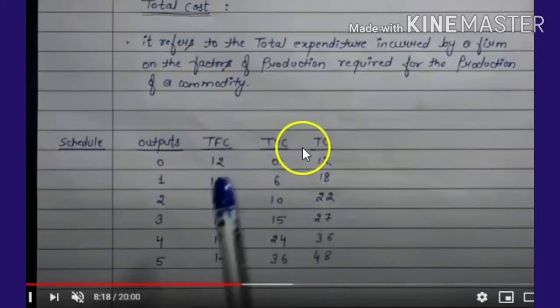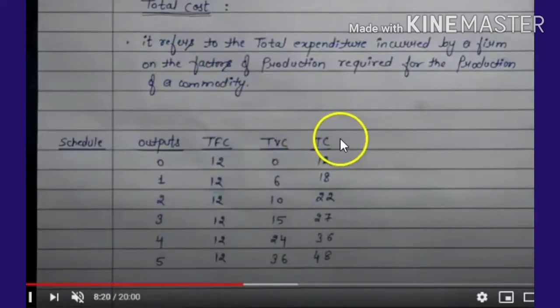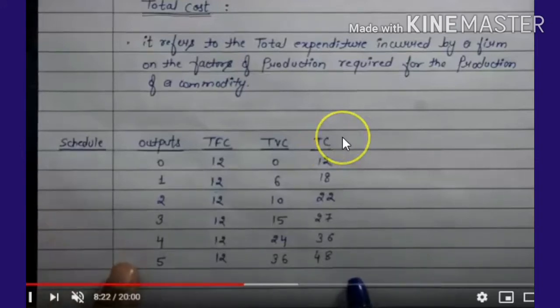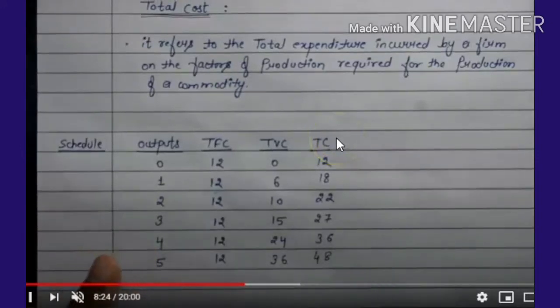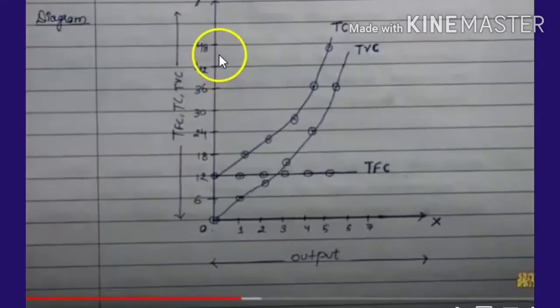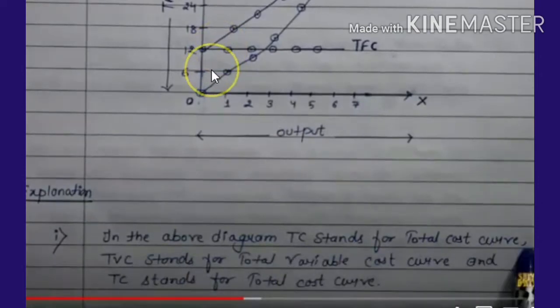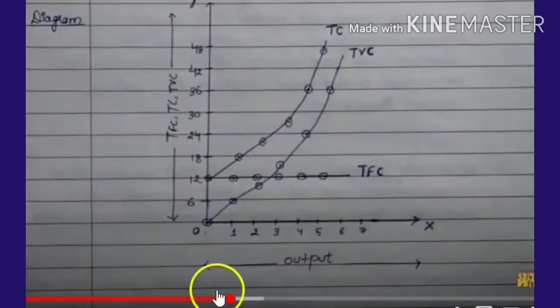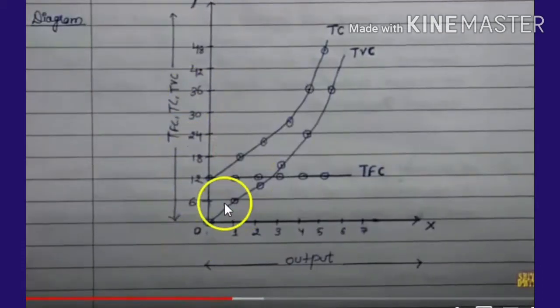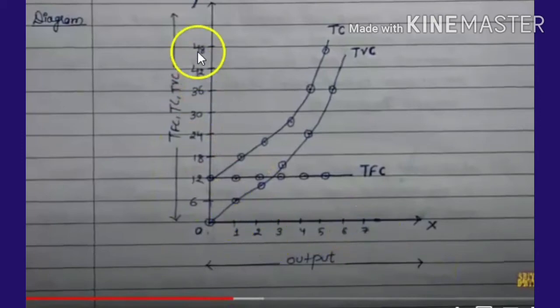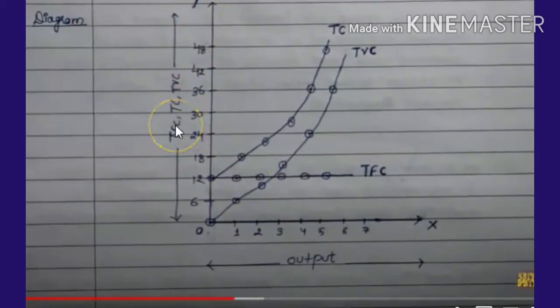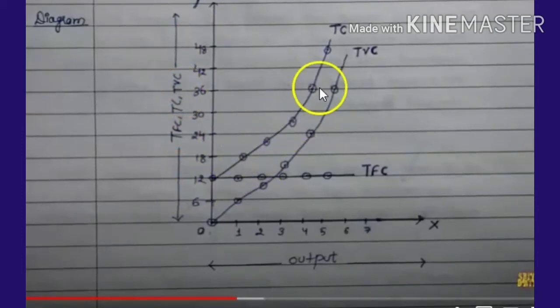On the basis of this schedule you will be drawing a diagram. You just draw it on your own and see the relationships. This is a diagram showing the relationship. You have to plot the diagram and see how it is made. You have to mention output on the x-axis, and on the y-axis you have to mention TFC, TC and TVC. Then you have to draw these curves.